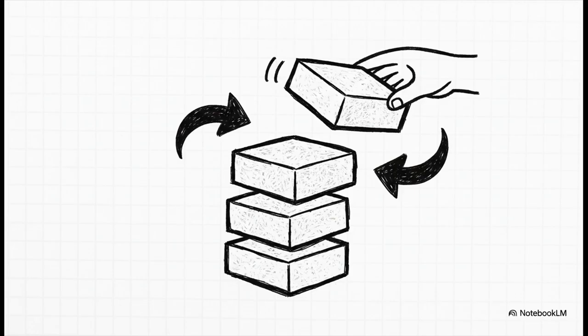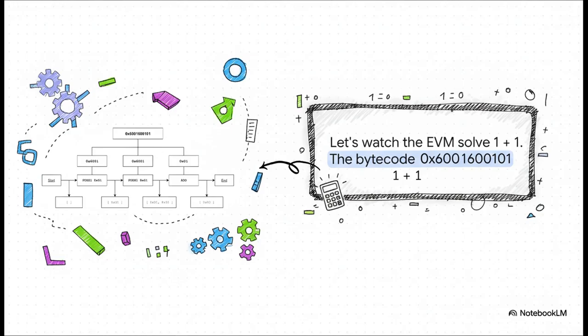The easiest way to picture this is to imagine a stack of plates. You can only put a new plate on the very top, and you can only take a plate off from the very top. You can't just grab one from the middle. This last-in, first-out structure is exactly how the EVM manages data and instructions. So let's trace how this really works.